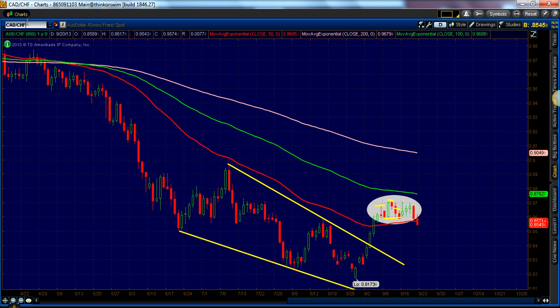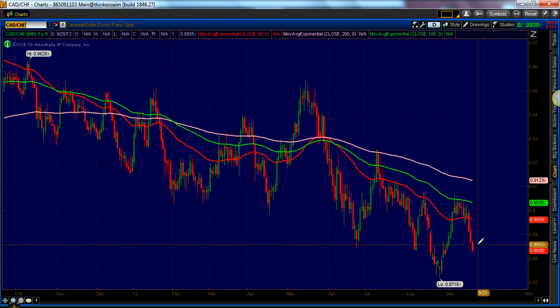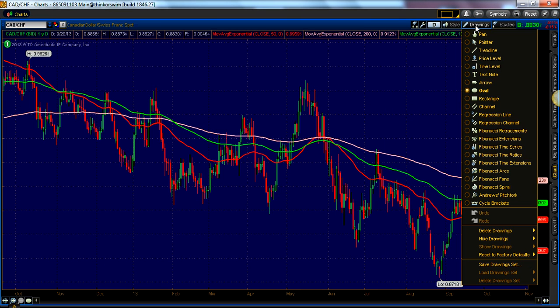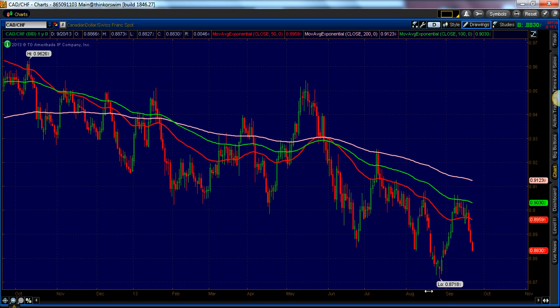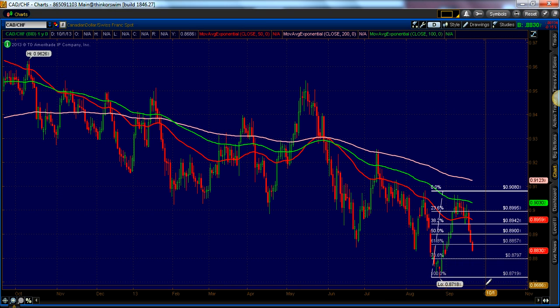CAD Swiss. Okay, another one. Pretty ugly bearish 3 candles here. We are just below, I think, the 6.8% fib here from these 87.18 lows. Yeah, we put in a pretty solid close below them. So CAD Swiss looks a little grim here as well.